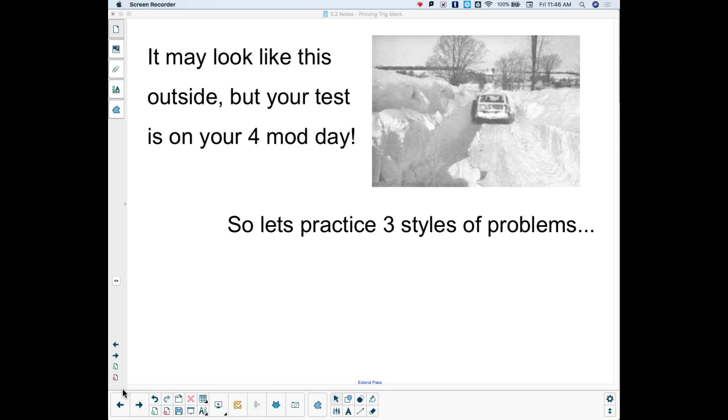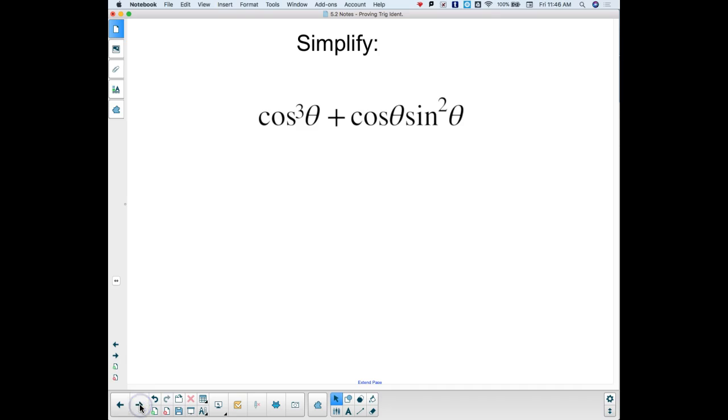Instead, I'm not even going to waste the time printing off 3 questions when I'm just going to have to go through them on the board anyways. So take out a sheet of paper, and we're just going to do them. I'm going to give you time to struggle through them a little bit by yourself. Then we're going to go through them, and then we're going to do the next one. Struggle through it by yourself, go through it, and so on. Alright, so here's the first one. Simplify for me cosine cubed plus cosine sine squared.